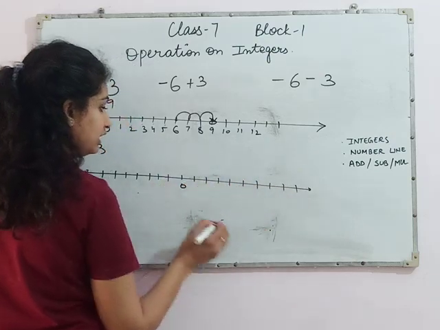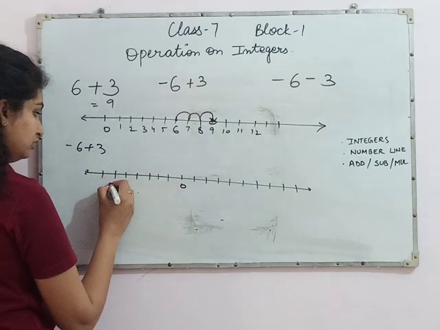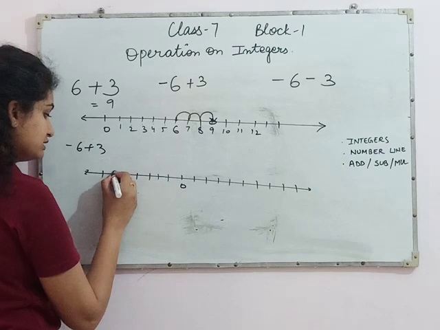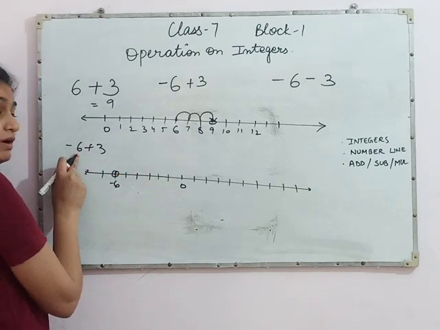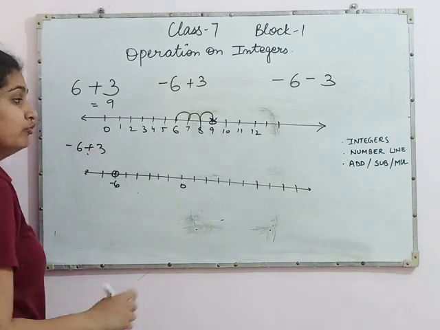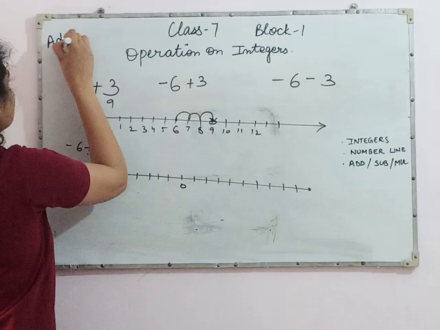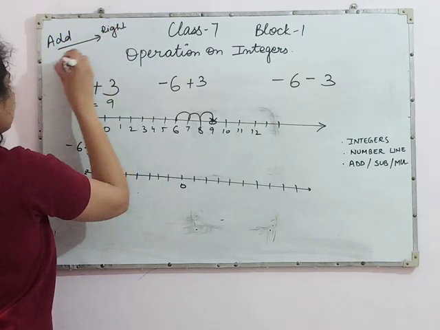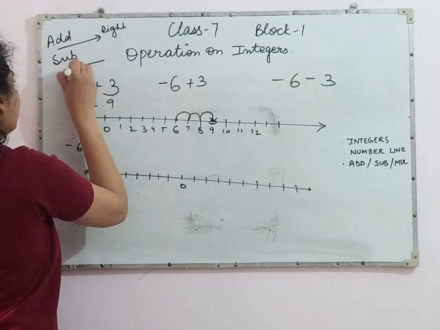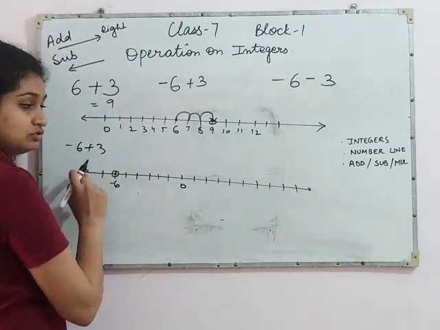Make sure margins are equal. This is minus 6. 1, 2, 3, 4, 5, 6. We are starting with minus 6 and plus 3. For addition, we are moving to the right side. Addition will move to the right side. For subtraction, we will move to the left side. So minus 6 plus 3.